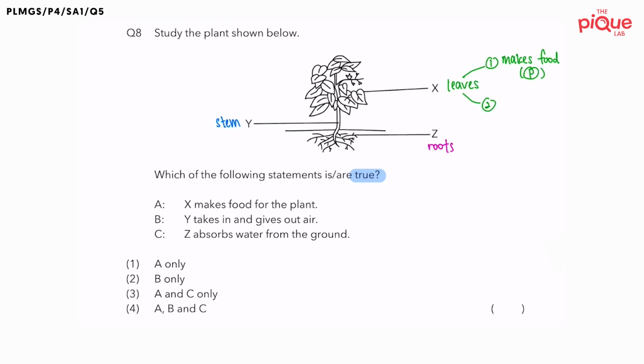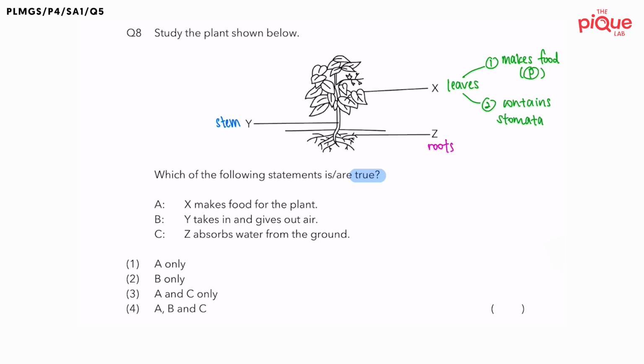Now, if you ever get to observe leaf under a microscope, you will see that there are some tiny openings on the leaves. Now, do you remember what are these tiny openings? They are called the stomata. So what are the stomata for? You just need to remember that stomata are very similar to our nostrils.